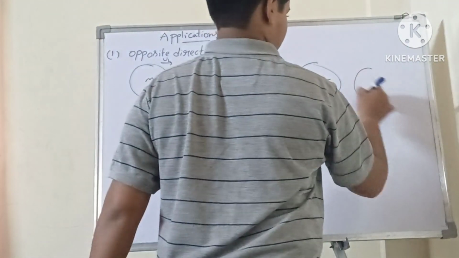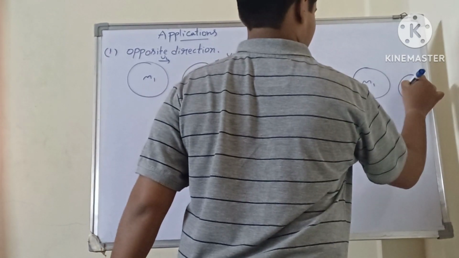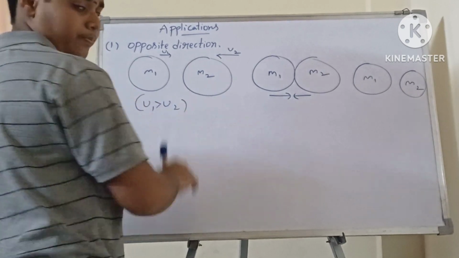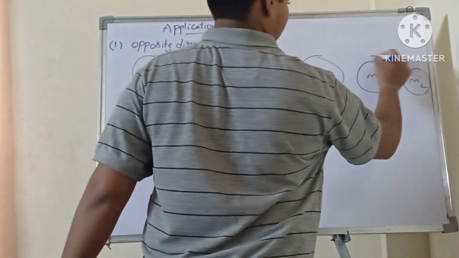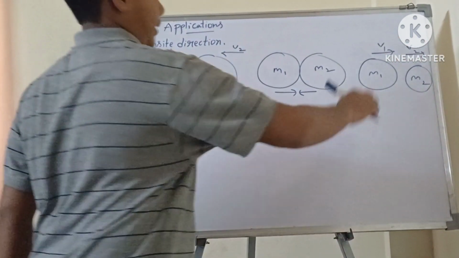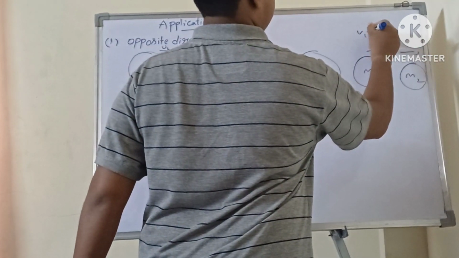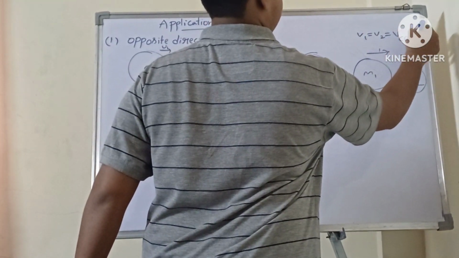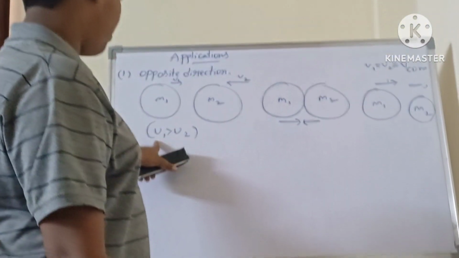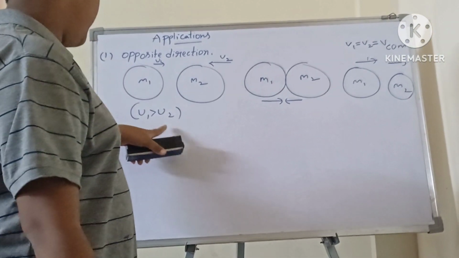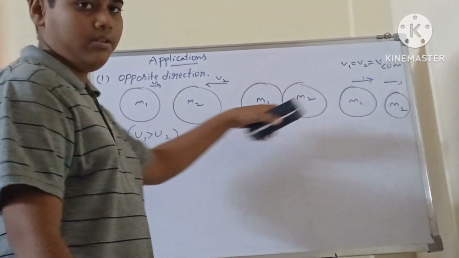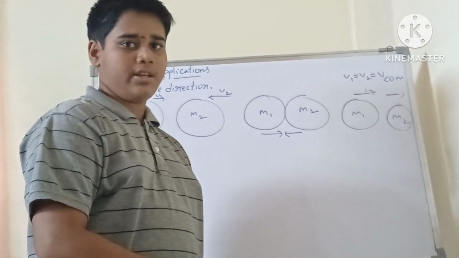So after collision, here I am taking u1 is greater than u2. So these both will go in this direction. This is v1, this is v2. Okay. So I am taking here v1, v2 is equal to vcom, because these both go at the same speed, because u1 is greater than u2. So this will stop and this object will go in the same direction.